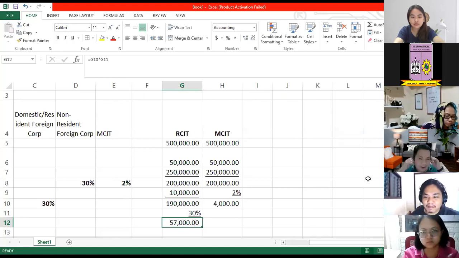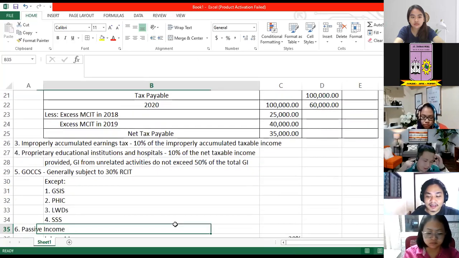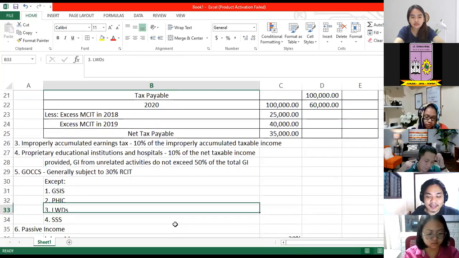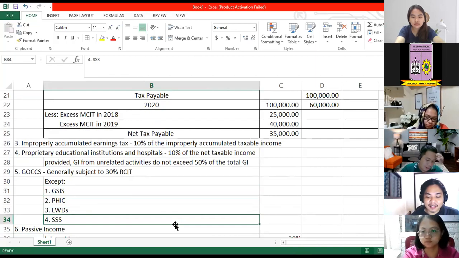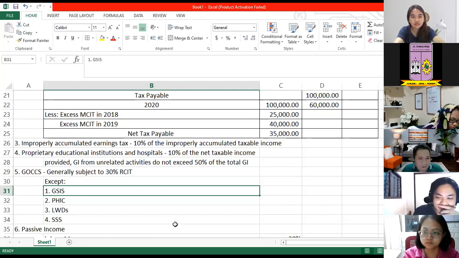Attorney, regarding sa GOCC, absolute ba ang exemption sa mga na-exempt na GOCC sa balaod, attorney? What if ang halimbawa ang GSIS ay may income other than sa business? Dili siya related sa business tapos dako siya income dito, like let's say more than 50% sa usual income. Absolute ba yung exemption, attorney?